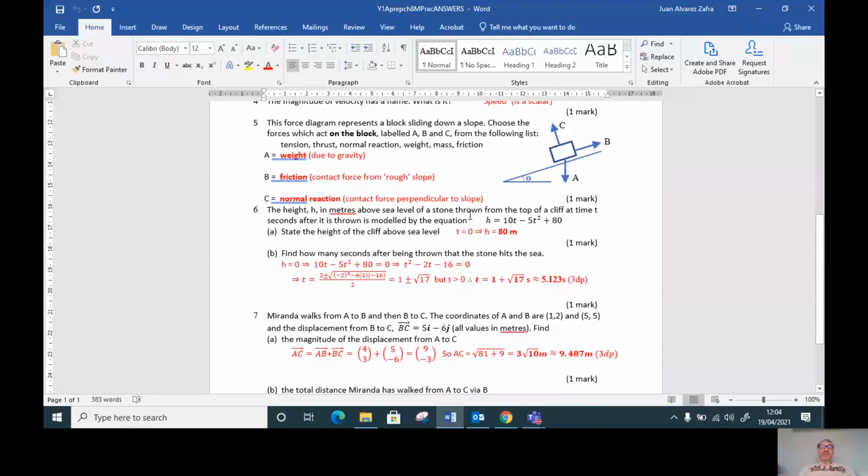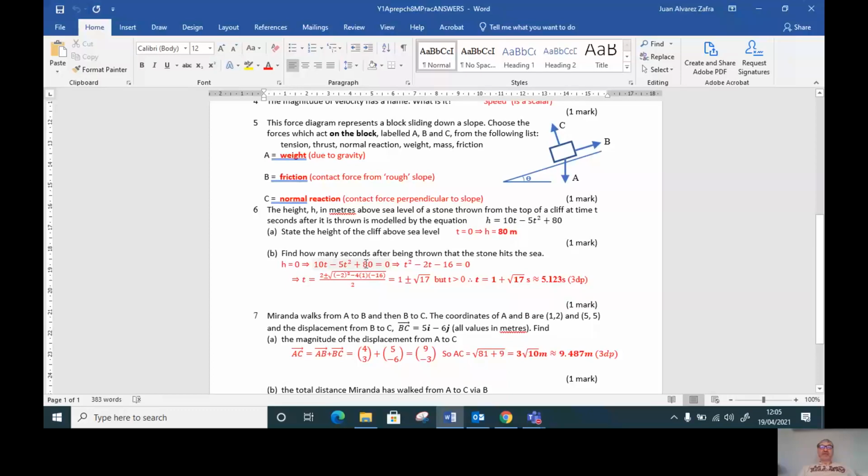Well, we're told that h represents the height t seconds after it's thrown. So when it's thrown is when t is 0. We put t is 0 in here, we get that h is 80 meters. So at the beginning, this stone is 80 meters above the sea level.